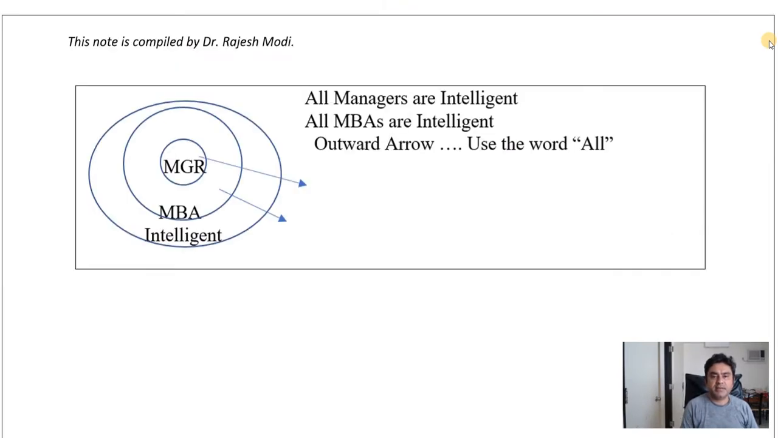Next, all managers are intelligent. Manager is a smaller circle and intelligent is a larger circle. All MBA are intelligent. MBA is a smaller circle and intelligent is a larger circle. Now when I draw an outward arrow, I can say all managers are intelligent, which is correct, or all MBA are intelligent, which is also correct. So the outward arrow is used when I am using all.